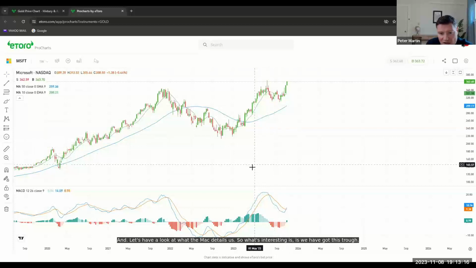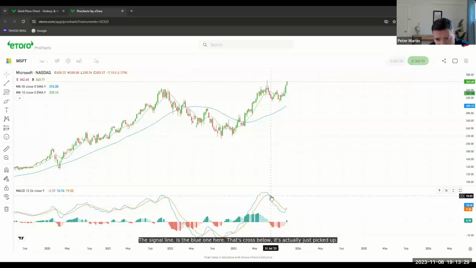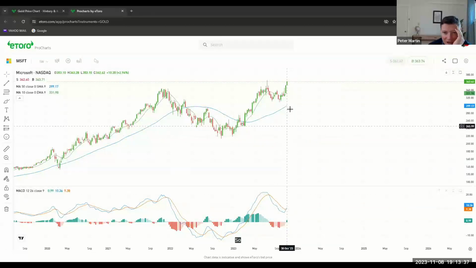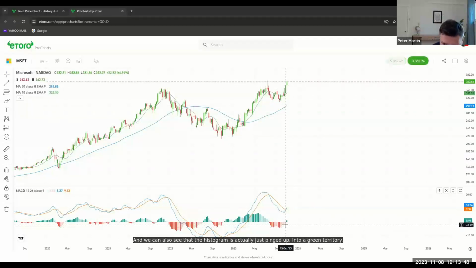Let's have a look at what the MACD tells us. What's interesting with MACD is we have got this trough in the histogram. The signal line is the blue one here. That's crossed below, well, it's actually just picked up. With these recent green candles, it actually seems to have given some fresh impetus to the MACD. And we can also see that the histogram has just pinged back up into green territory.